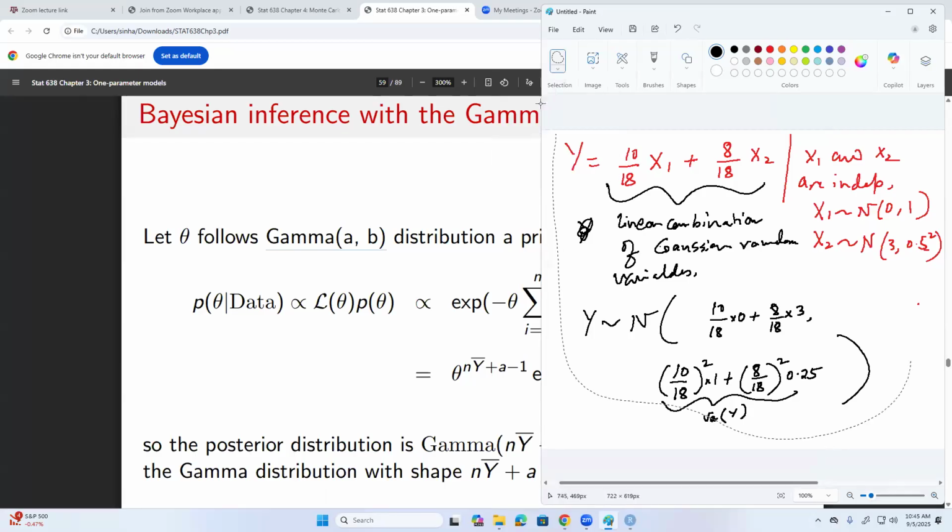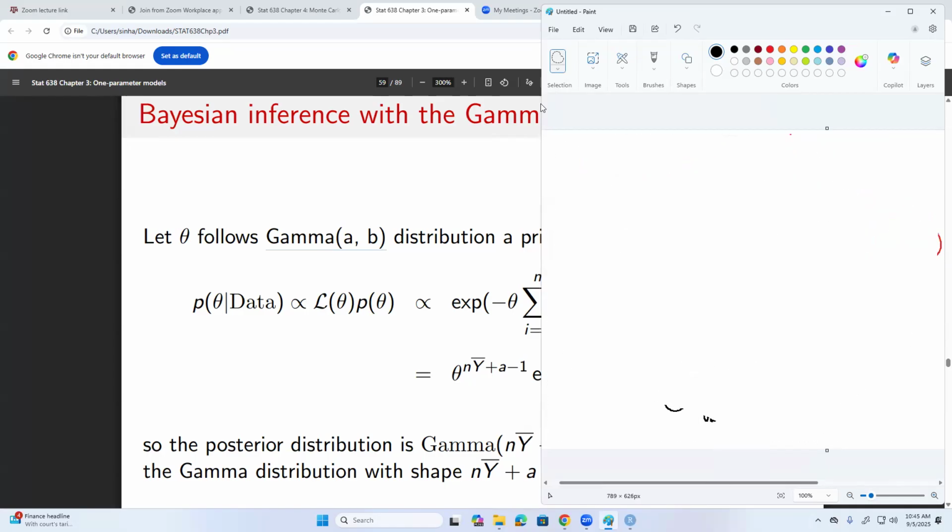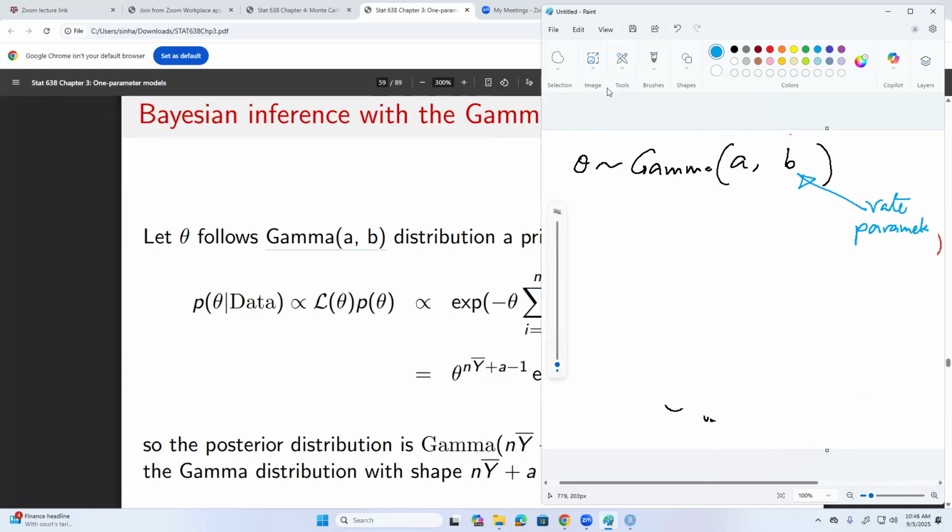Both writings are correct. Just understand the interpretation. So if I say theta follows gamma(A, B), where B is the rate parameter, then p(theta) will be proportional to theta to the power A minus 1 e to the power minus B theta.